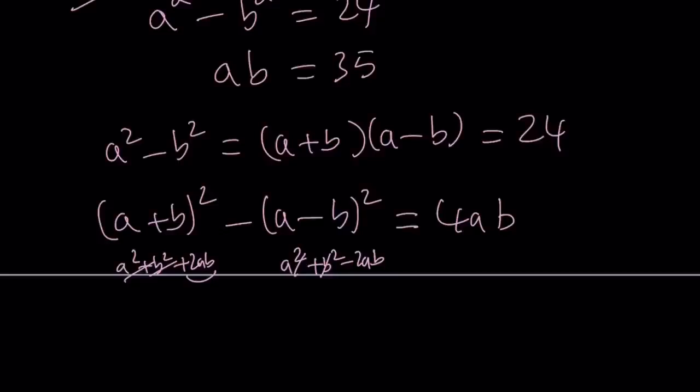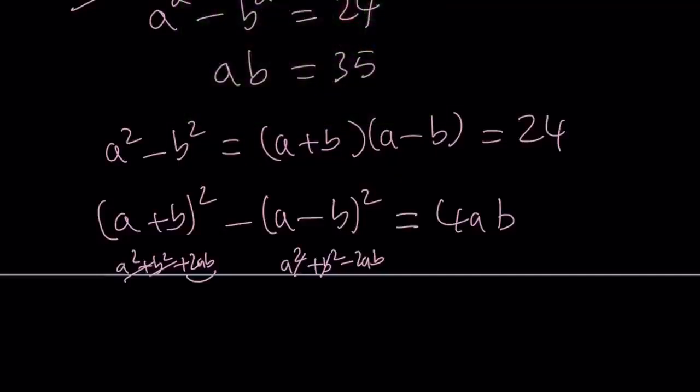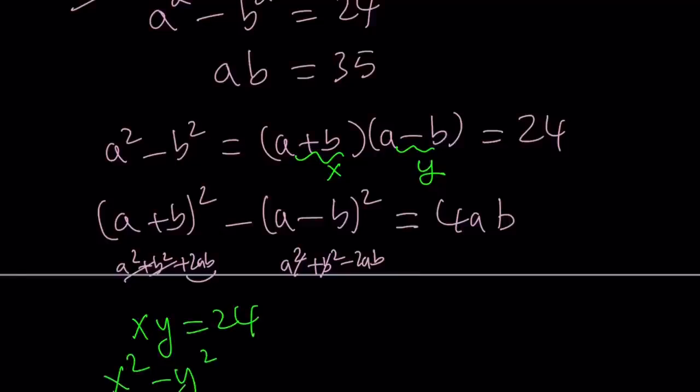Okay, what am I going to do with this? Well, we're going to use substitution again. So it's like substitution within the second method. So I'm going to set this equal to x and this equal to y. And now this gives me xy equals 24, and x squared minus y squared equals 4 times... By the way, we do know ab. ab is equal to 35, so this is actually equal to 140.